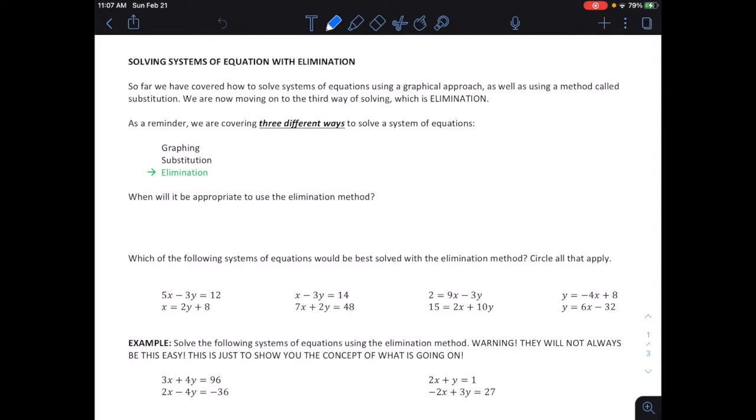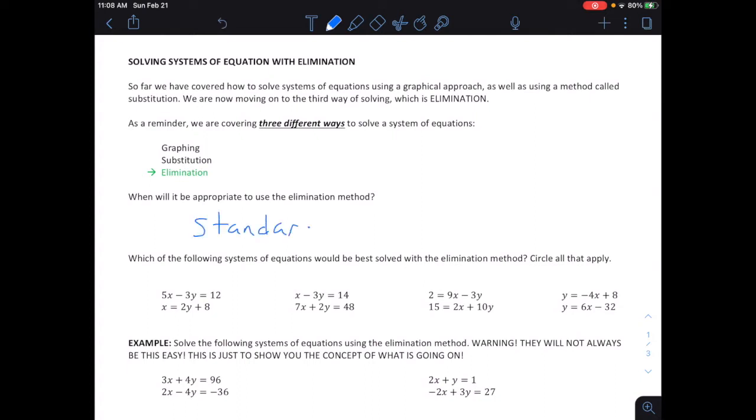we are on to the third method for solving a system of equations. And we're going to do it with elimination this time. And so eliminate means to get rid of. So elimination means we are going to get rid of one of the variables, or eliminate it. The time when it is most appropriate to use the elimination method is when we have two equations in standard form. What do I mean by that?